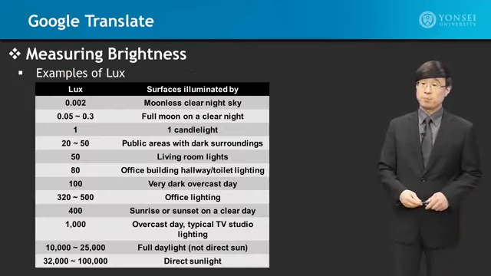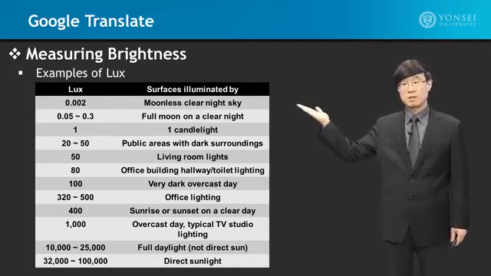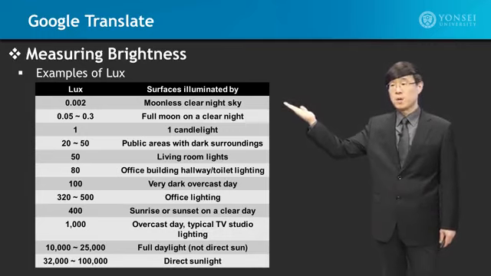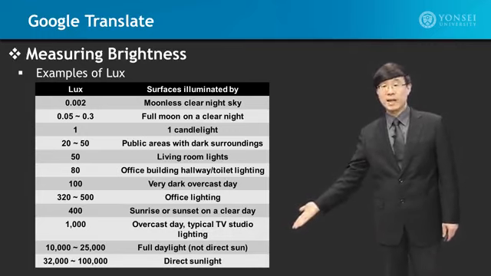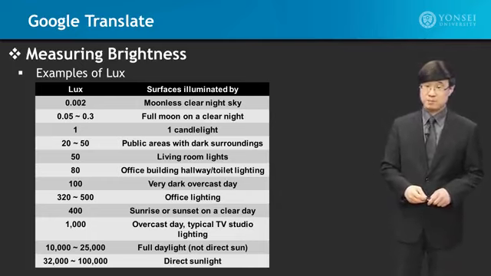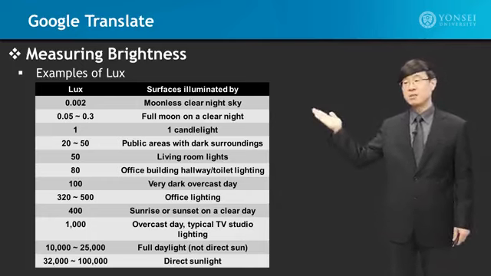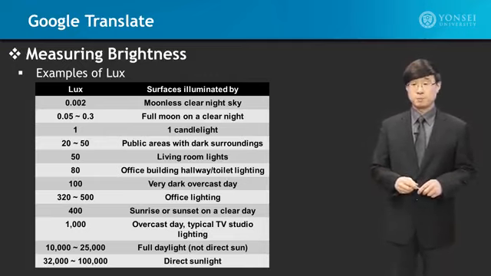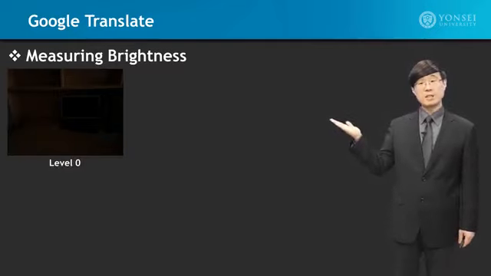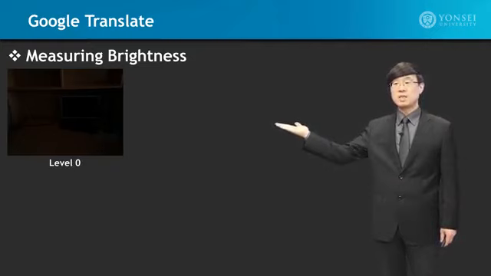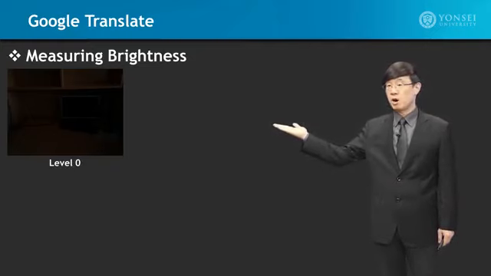Based on that unit, you can see examples of lux, in which a moonless clear night sky ranges from 0.002 all the way to direct sunlight, which goes all the way up to 100,000 lux. I know these levels of brightness are difficult to use, so I'll make it easier, which is measuring brightness based on our standards. This will be level 0, in which you can see almost nothing because it's too dark.